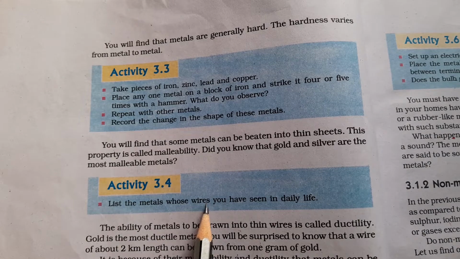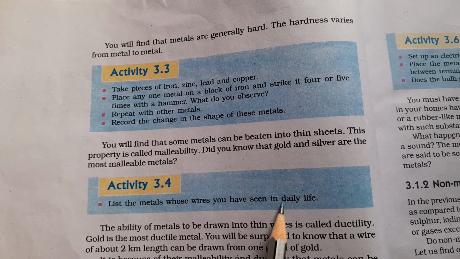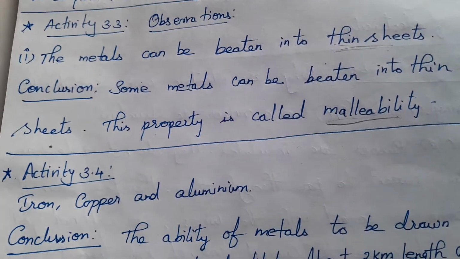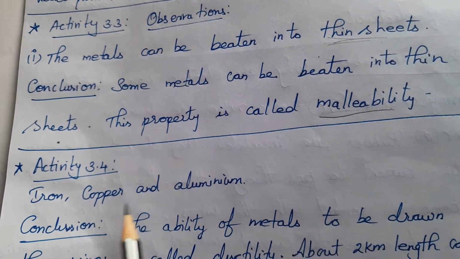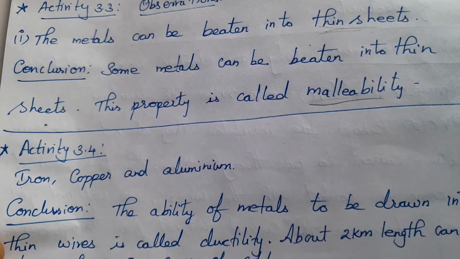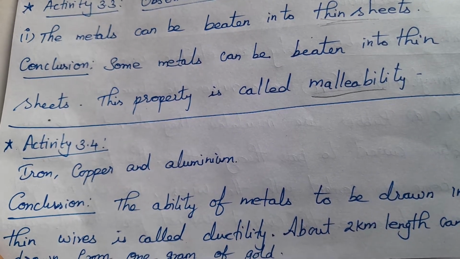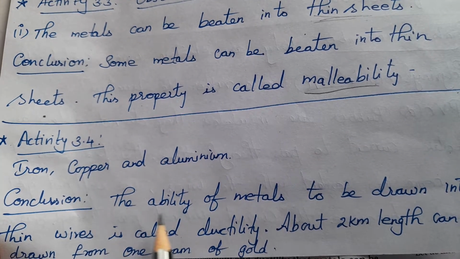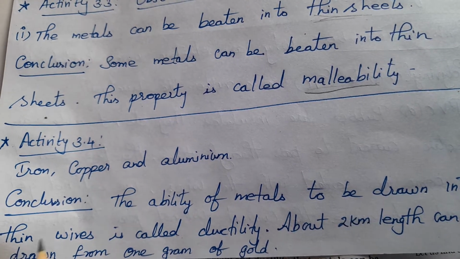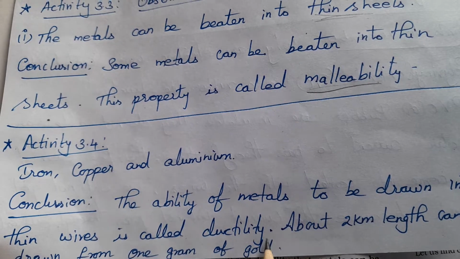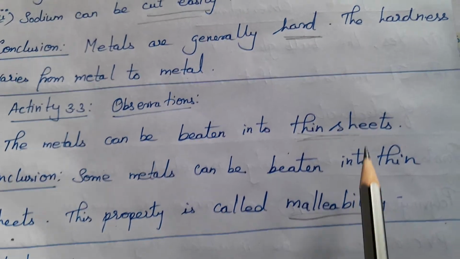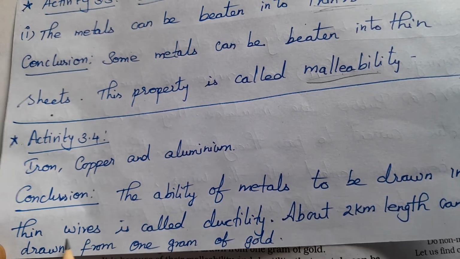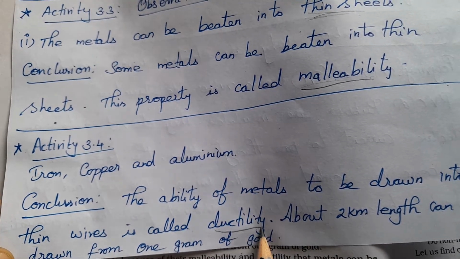List the metals whose wires can be seen in daily life. Some of the metals can be drawn into wire, right? For example, iron, copper and aluminum. If a metal is drawn into a wire, that property is called ductility. The ability of metal to be drawn into thin wires is called ductility. When it is beaten into a thin sheet, it is called malleability. When it is drawn into a thin wire, it is called ductility.